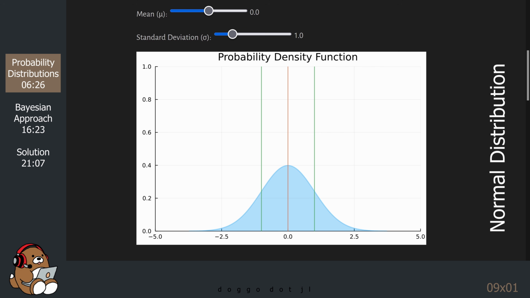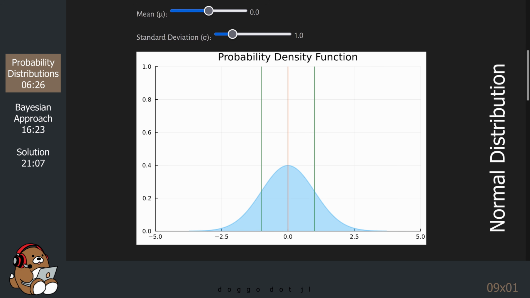What you're looking at is a plot of something called a probability density function, or PDF. The shape of the PDF for the normal distribution is also referred to as a bell curve. The normal distribution takes two parameters, the mean and the standard deviation. The mean, denoted by the lowercase Greek letter mu, determines the center of the symmetric distribution.